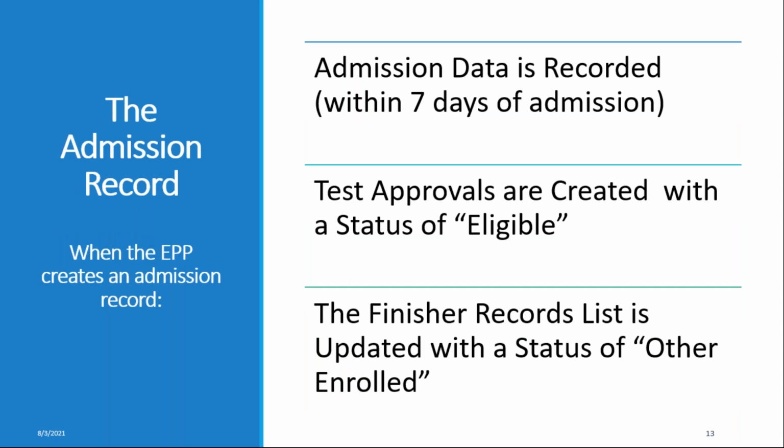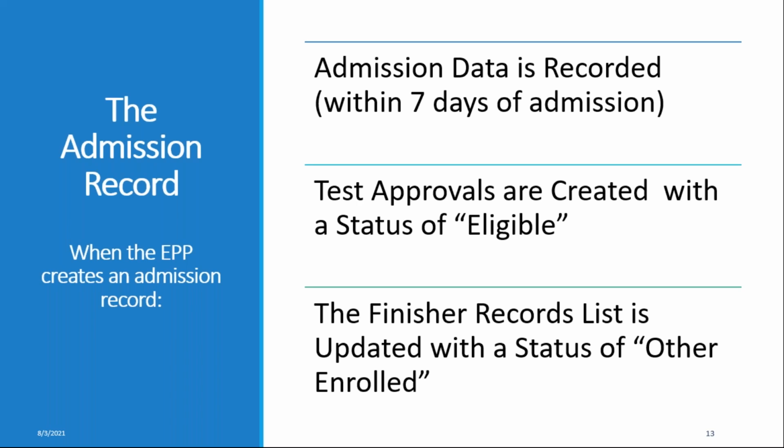Let's take some time now to step through some of the areas in which you will be reporting data. The first area is admissions data. The first item of business when a candidate is admitted into your EPP is to create an admission record. This must happen within 7 days of admission.